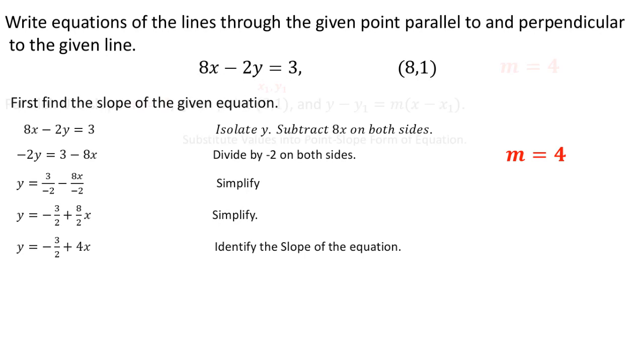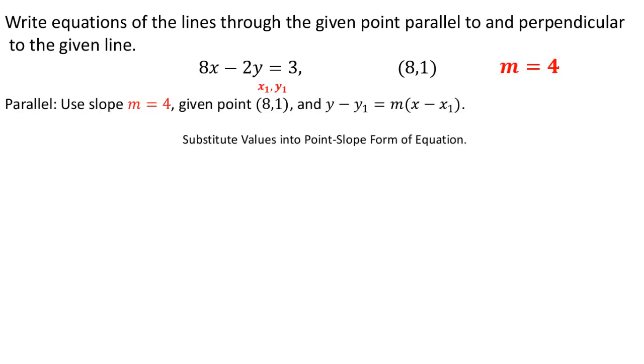So now that I have my slope, let's solve for the perpendicular slope. Or before we do the perpendicular slope, let's just find the equation of the line that is parallel to this given line. m is equal to 4. So in order for me to do that, I'm going to apply the point-slope formula. The point-slope formula says that if you're given the slope and a point, you can use this equation: y minus y1 equals m times (x minus x1), where x1 and y1 is the point that you want your line to go through.